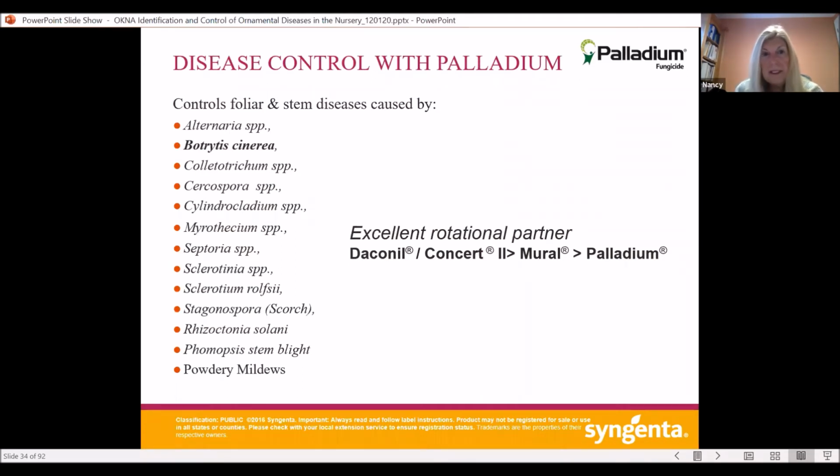So here is kind of the disease list that you get when you use Palladium. You can see, again, both products are very strong on botrytis. So in the wintertime or fall, when you may be having issues with that, it's a really great product to use at that time, but a really nice list of foliar diseases that you get with this product. Also sclerotinia control, some of the stem diseases and crown rots are on this label as well. So you can get a nice rotation here using the different FRAC codes that you see there.